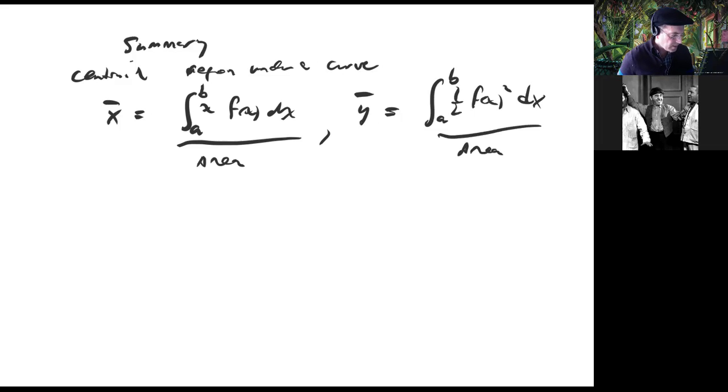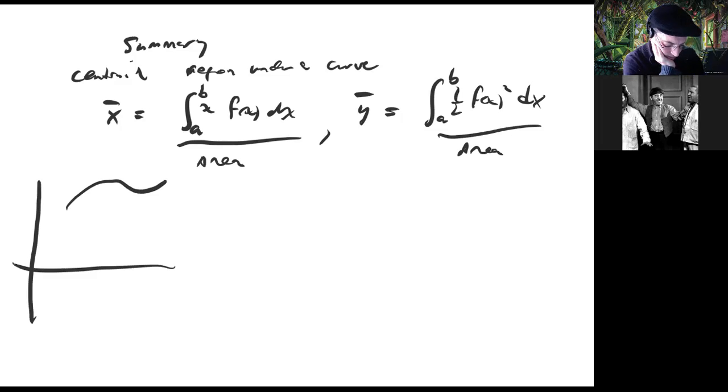Okay, now there's one more case I'd like to consider finally, and this is the most general case we will cover. Suppose now we are considering a plate shaped like a region between two curves, f of x and g of x, between a and b. So f of x is greater than or equal to g of x on a, b.